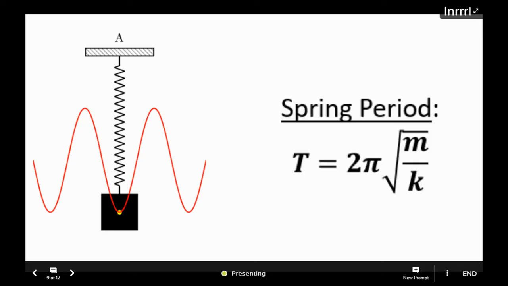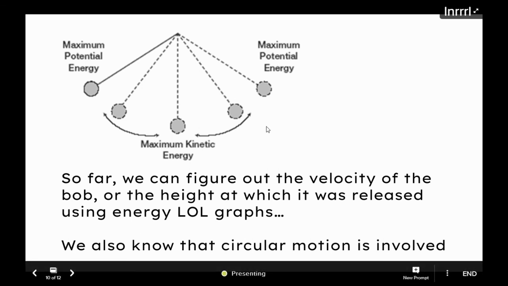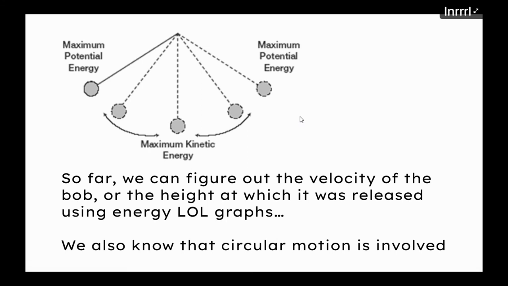All right. Now we have pendulums. So far, we could probably figure out the velocity of the pendulum, or we could figure out how high up it was if we did our energy bar graphs. And also, it's like tracing out a circle. Remember how we were talking about in the circular motion thing, like when you're on a swing and how it feels different at the bottom of the swing than at the top? So some centripetal force is involved, that kind of thing.